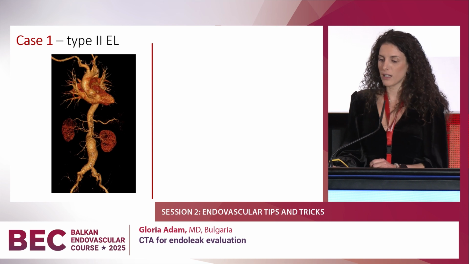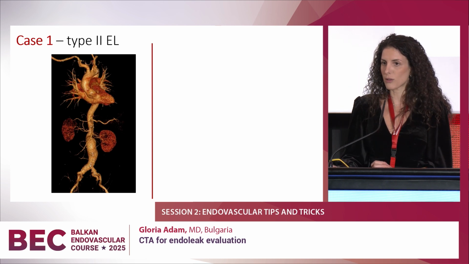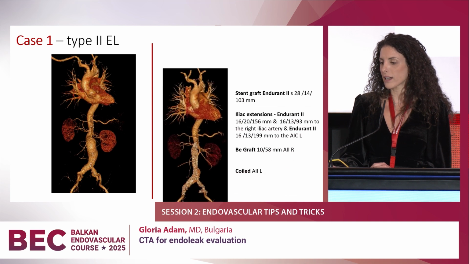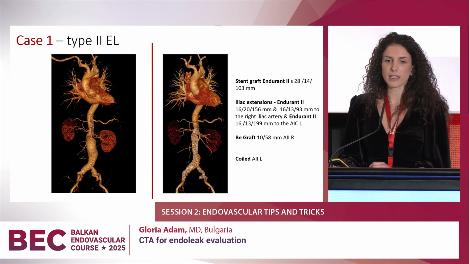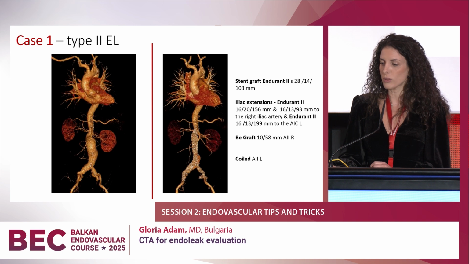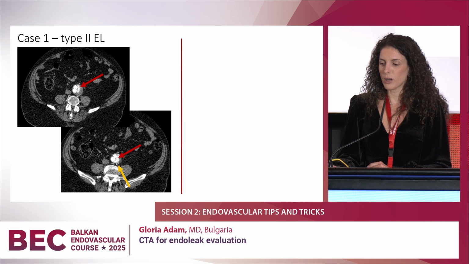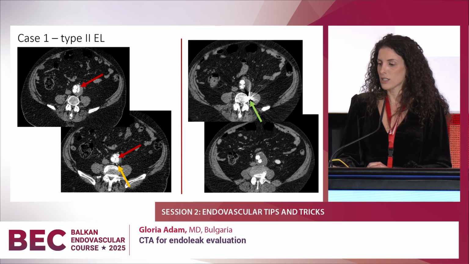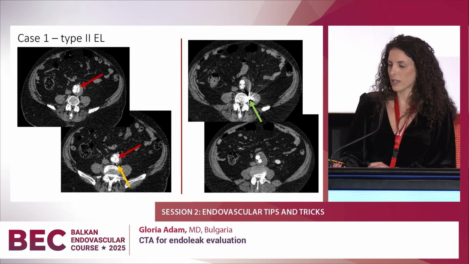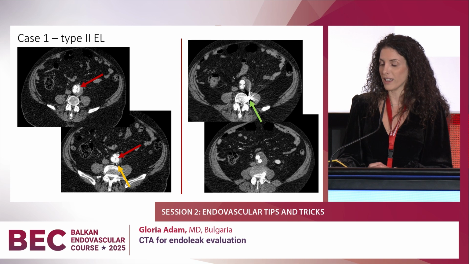The first case is a patient with abdominal aneurysm of the aorta and also the iliac arteries, and an Endurant stent graft with iliac extensions was put, also B graft of the right internal iliac artery and coiling of the left internal iliac artery. But on the follow-up, we can see that there is endoleak type 2 from lumbar artery. So the decision was to coil the lumbar artery with Concerto coils, and you see that there is no more leak in that area.